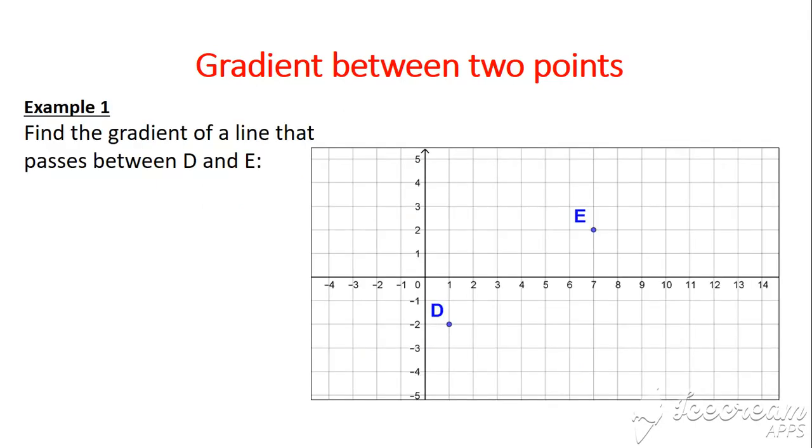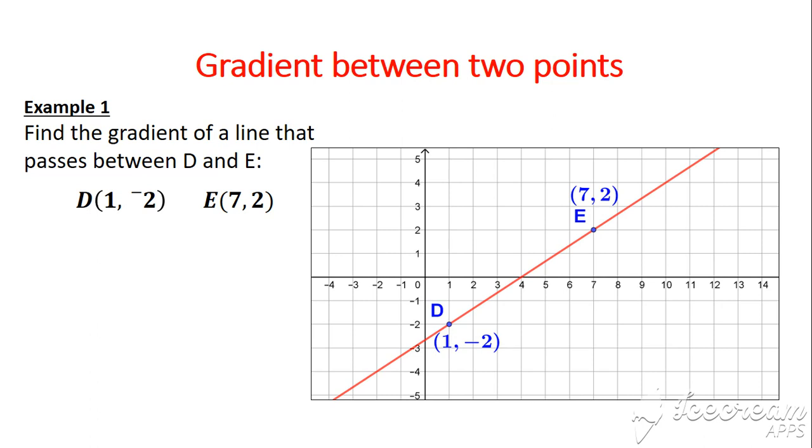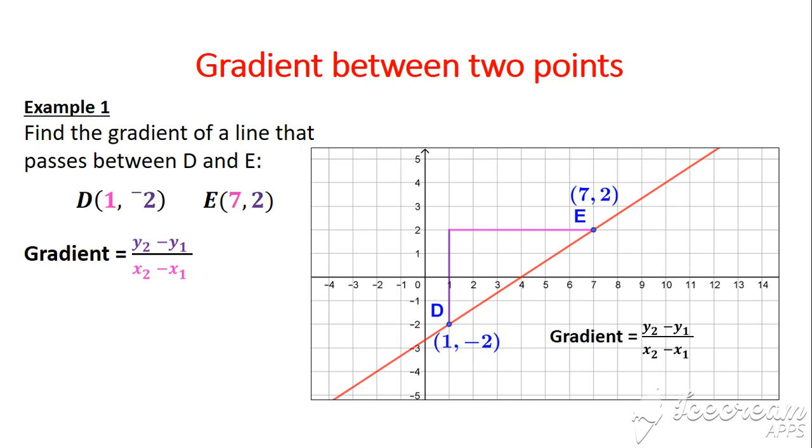Right, let's show you with example number 1. Find the gradient of a line that passes between points D and E. So D is 1 to the right and 2 down, so it's 1, negative 2. And E is 7 across and 2 up, so it's 7, 2. So here's our gradient formula. And let's copy it over here and color coordinate it and work out with D and E what are our x and our y values. x comes first, y comes second.